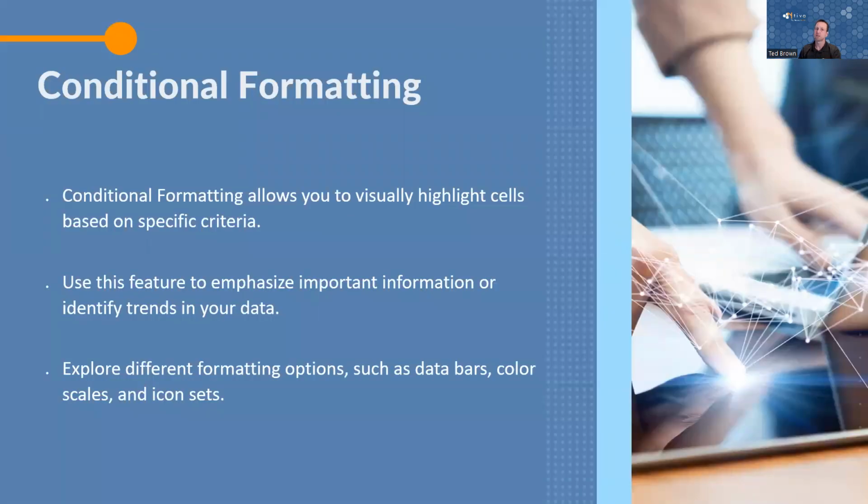Conditional formatting. This allows you to visualize and highlight cells based on specific criteria. You basically utilize this to feature and emphasize important information, identify trends in your data, and explore different formatting options such as data bars, color scales, and icon sets. I think this is great when trying to present information to a group of people. So you finish your Excel, you want to present it to maybe the board or your boss. Using conditional formatting is a great way to highlight the importance of numbers.